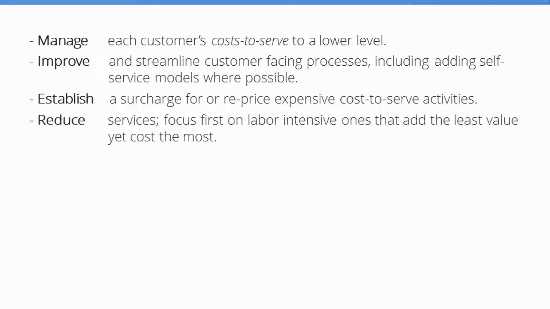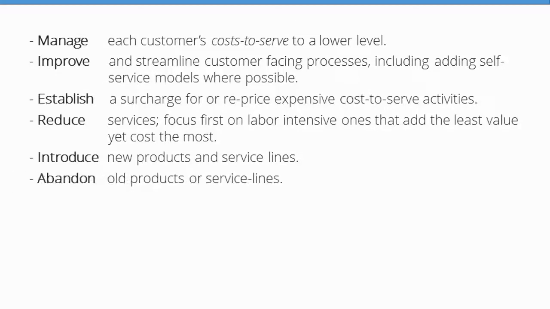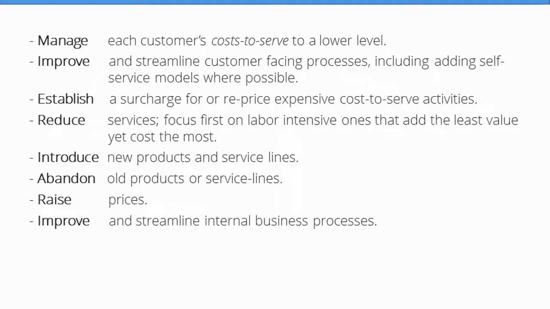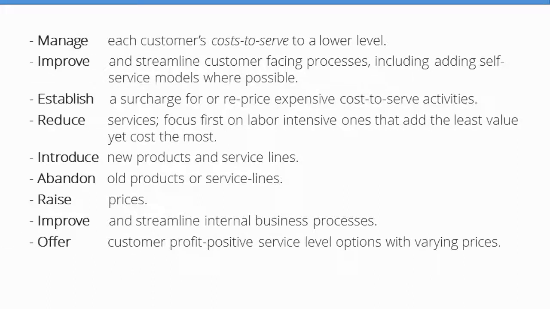Reduce services. Focus first on labor intensive ones that add the least value yet cost the most, that may not even impact the customer in terms of their buying habits from you. Introduce new products and service lines. Abandon old products and service lines. That's always a challenge. Companies never know when to give up. Raise prices. Good luck. That often is not possible, though, in a competitive environment. Improve and streamline the internal business processes. Yes, that's where the lean management, Six Sigma people can basically reduce the cost of the processes that go into the products. Offer customer profit positive service level options with varying prices.